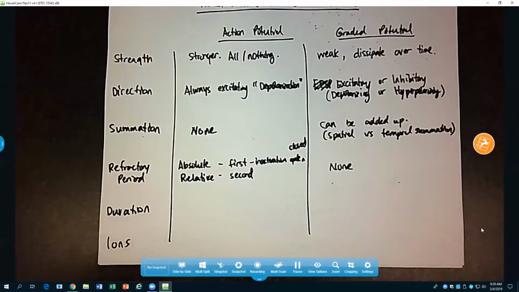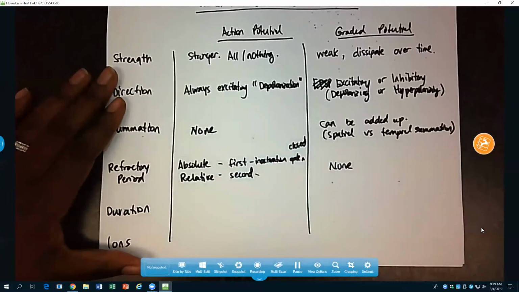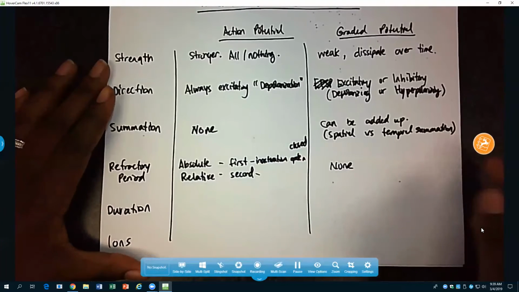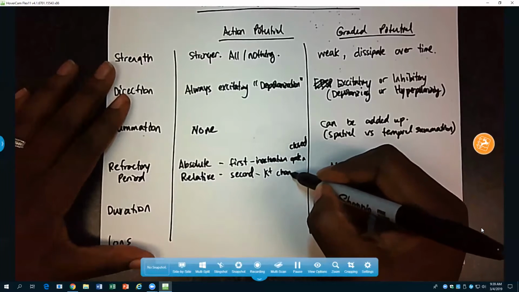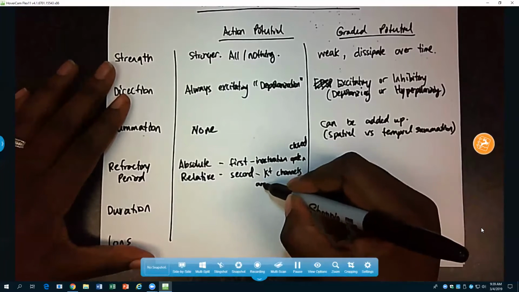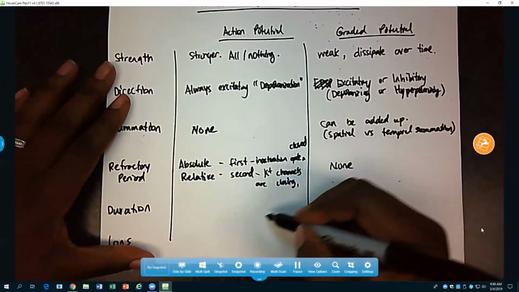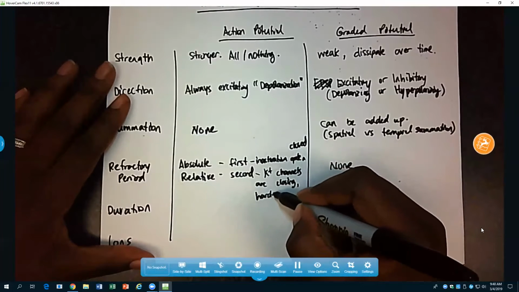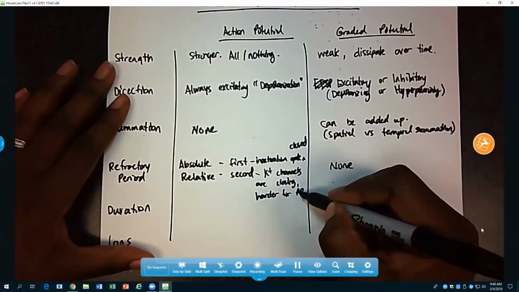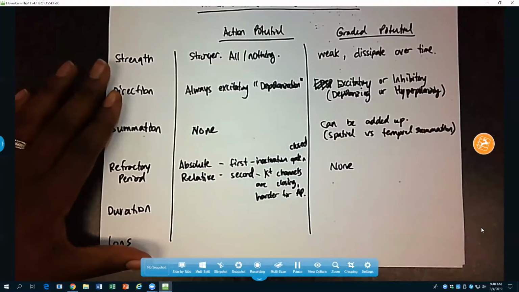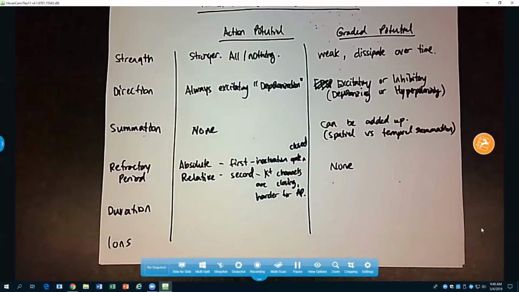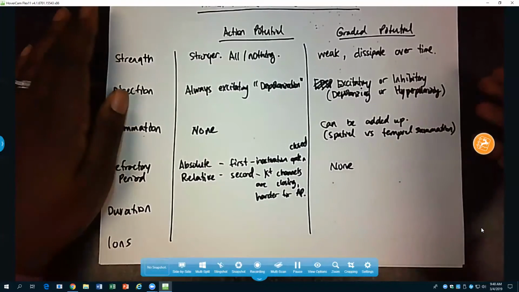What about the relative refractory period? We can fire an action potential here, it's just harder. And this is because potassium channels are still trying to close. And it becomes harder for an action potential. So potassium channels are closing and it's harder for an action potential here. So you could potentially depolarize the membrane, it would just be much more difficult. I hope you guys can see that, it's a bit scratchy.